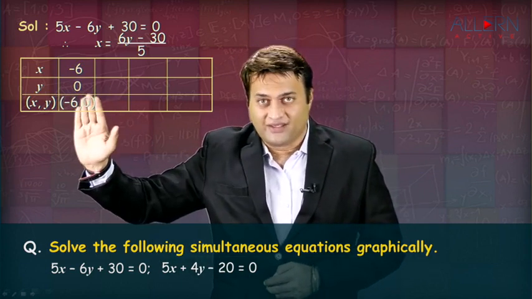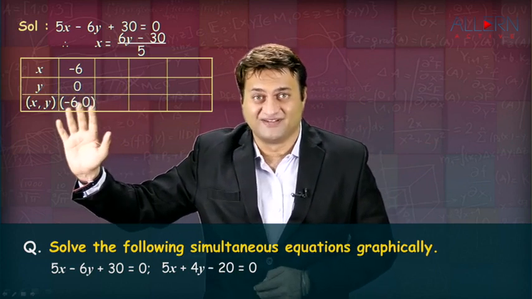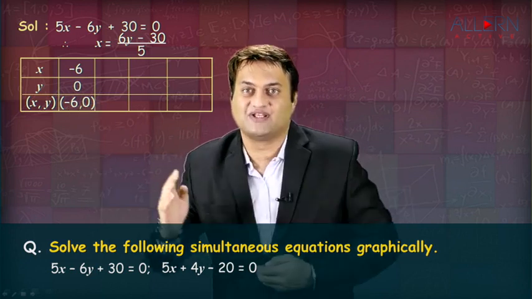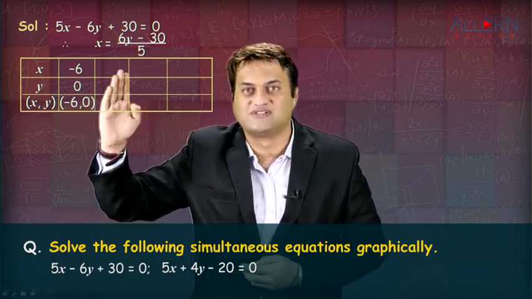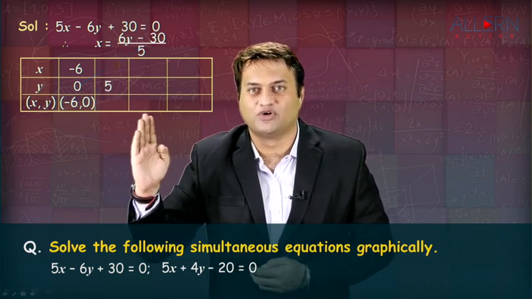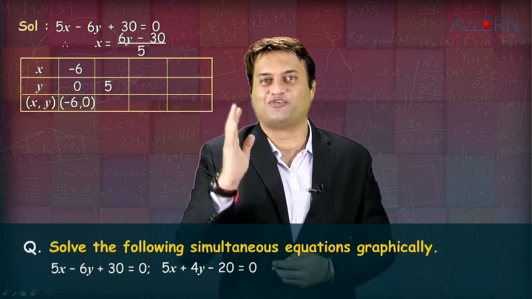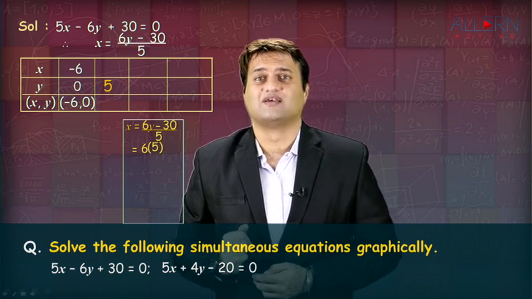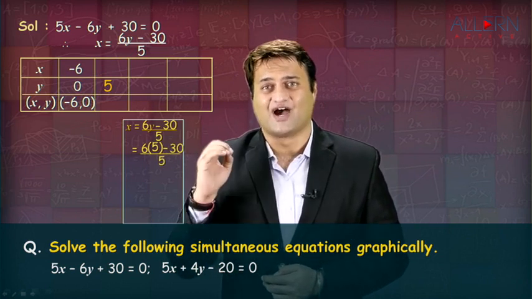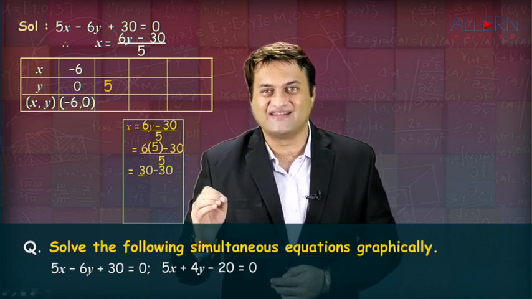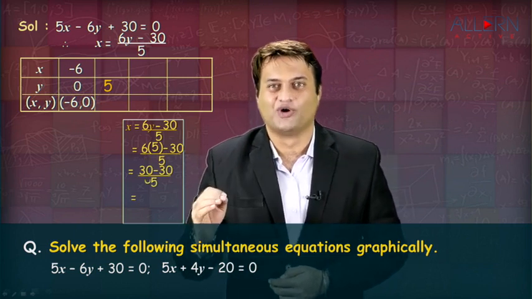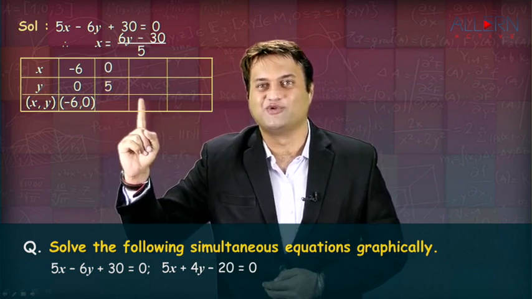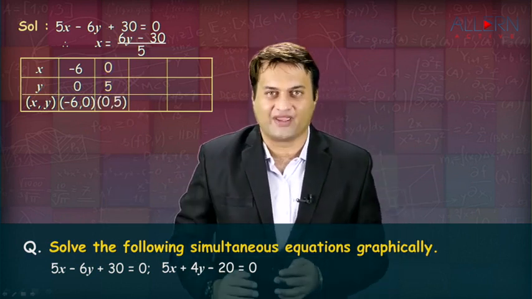Now because y is equal to 0 is a valid assumption, if you remember, the next assumption has to be in a gap of 5. In the sense, we need to go on adding the denominator to this 0. So the next assumption has to be 0 plus 5, which is 5. Let's take y is equal to 5. When y is equal to 5, 6 into 5 minus 30 upon 5, that's 30 minus 30 upon 5, that's 0 upon 5, which is equal to 0. So when y is equal to 5, x is equal to 0 and the point is 0 comma 5.